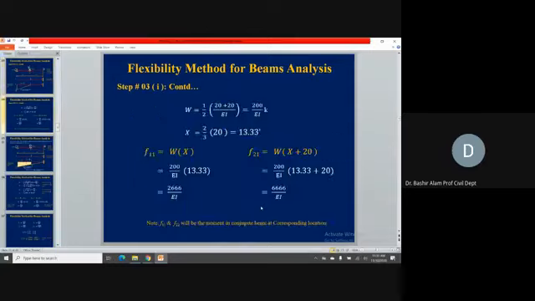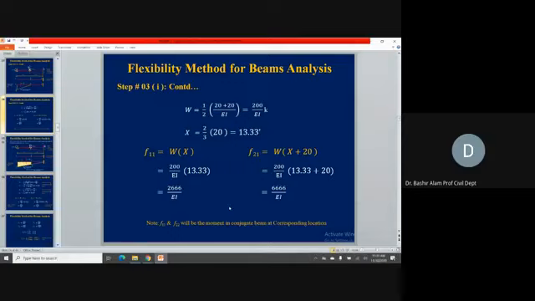Here we can see these numbers. This is how we find out the W1. This is how we find out the X, which is 13.33. F11 we found 200 divided by EI times 13.33. And F21, which is W times X plus 20. So here we get this number. So this way now, if you see F11, F21, which is actually the first column of the flexibility coefficient matrix that is constructed.